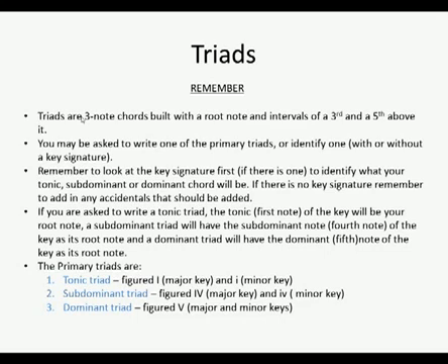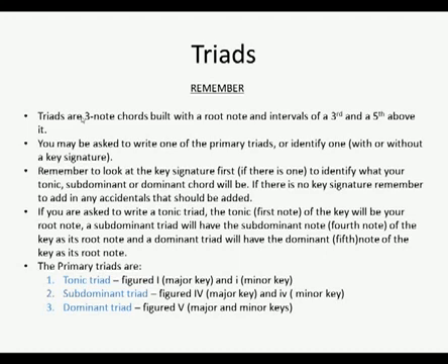If you are asked to write a tonic triad, the tonic, remember that means the first note of the scale of the key, will be your root note. A subdominant triad will have the subdominant note, remember that's the 4th note of the key, as its root note. And a dominant triad will have the dominant, which is the 5th note of the key, as its root note. Remember, a root note just means the bottom note of the triad.